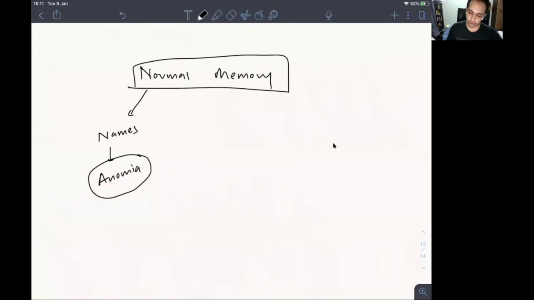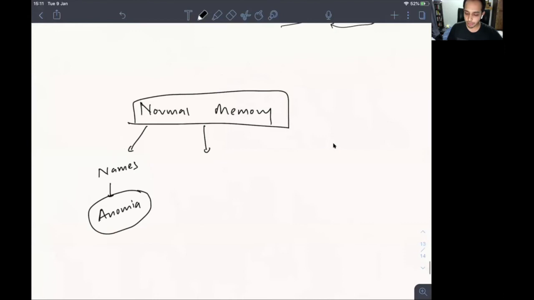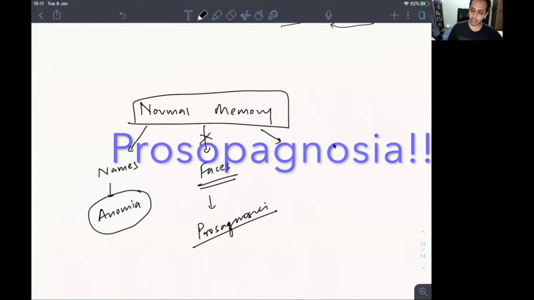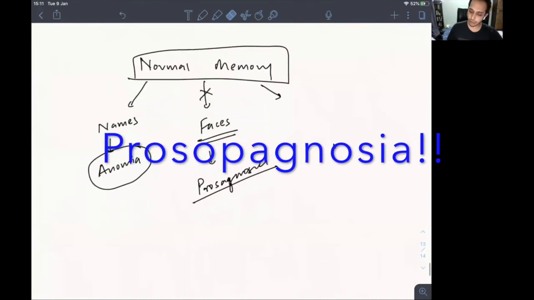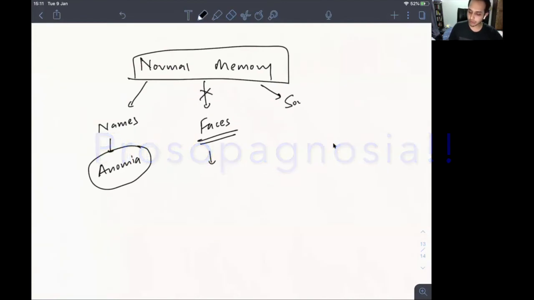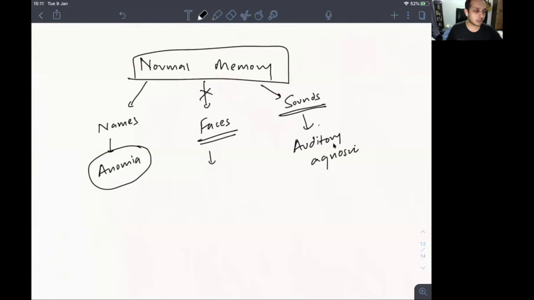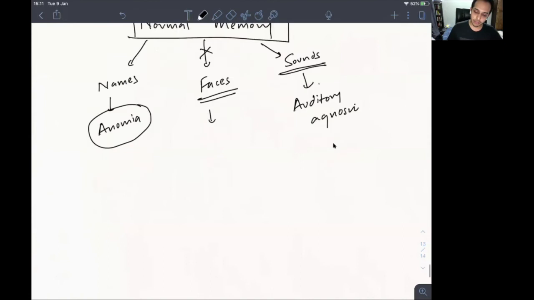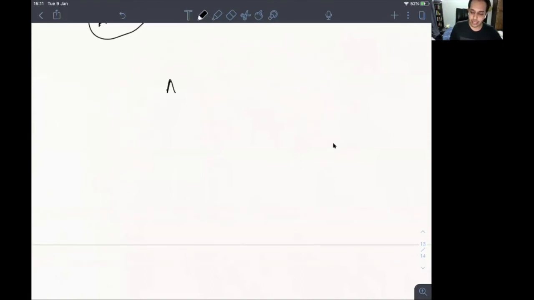So you are unable to remember names. Okay. And suppose you are unable to, say, recognize faces. Then, so suppose you see somebody, say you look at Amitabh Bachchan's picture and you are not able to recognize who that is, then that is something called as prosopagnosia. And supposing you are not able to remember sounds, okay, then that is called auditory agnosia. Okay, so these are the different types of memory loss, and one of the commonest kinds of memory loss that we see is Alzheimer's.